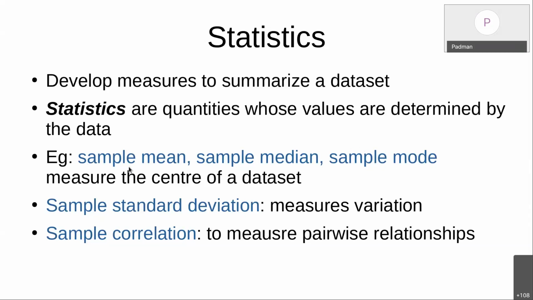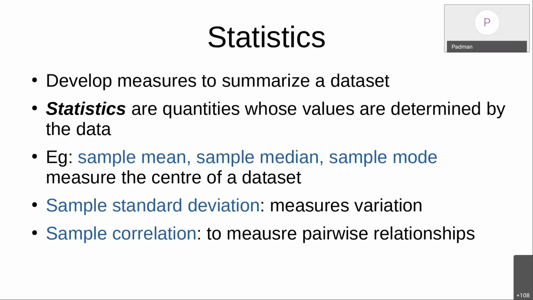For example, sample mean, sample median and sample mode are statistics which indicate the center of the data set, where most of the data lie. The center of mass of a system or of a body is where most of its mass is concentrated. Similarly, the center of a data set is essentially represented by the statistics of sample mean, sample median, and sample mode.